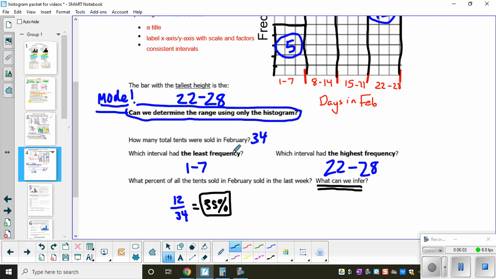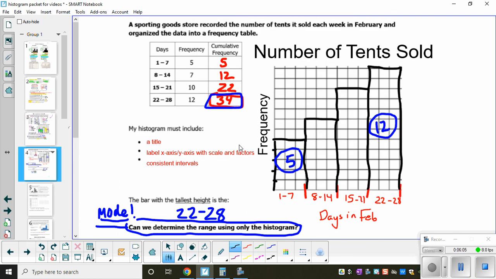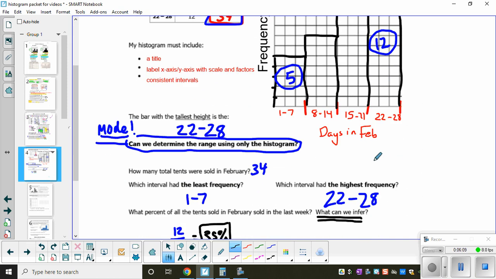All right, so that was just another quick video on another quick example of how to take the data from a frequency table and put it into a histogram. There's going to be some practice in your packet that you guys have next after this.